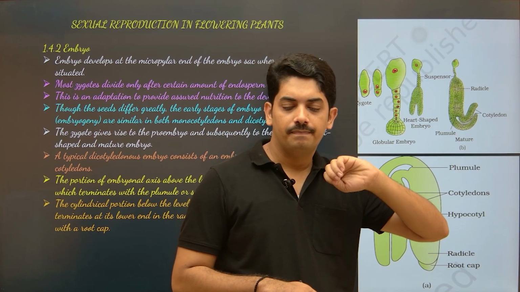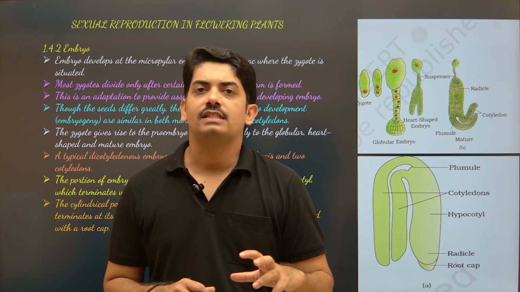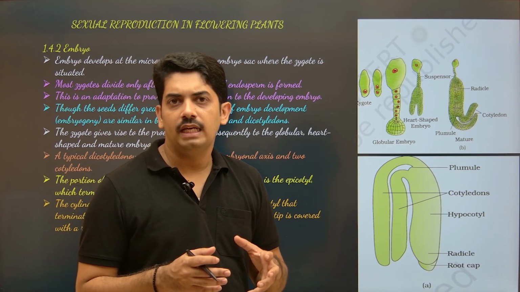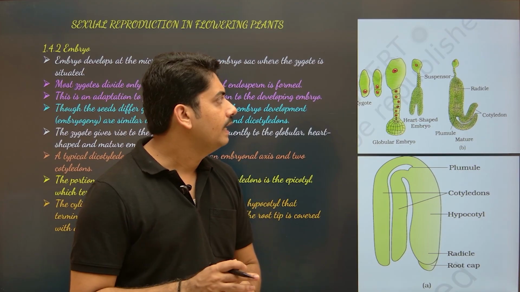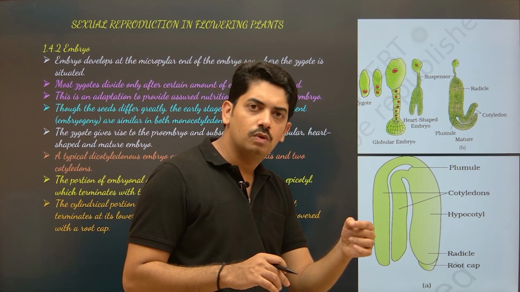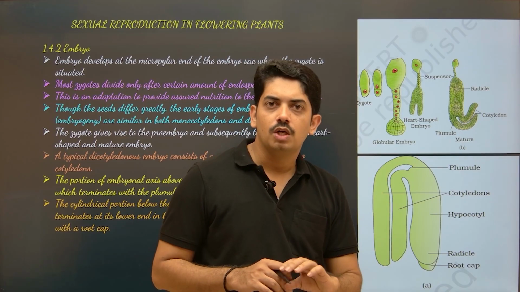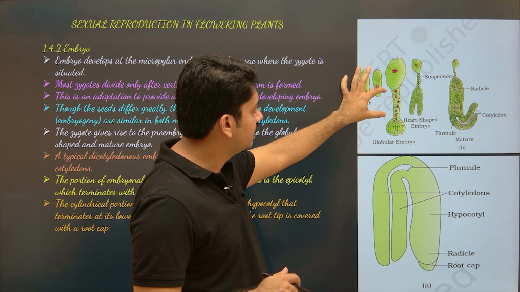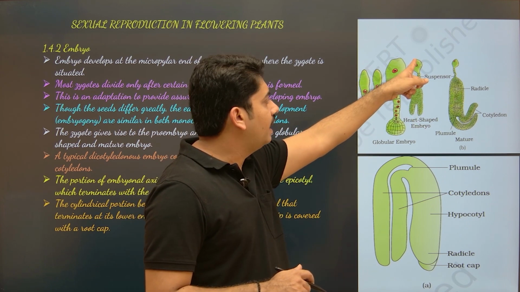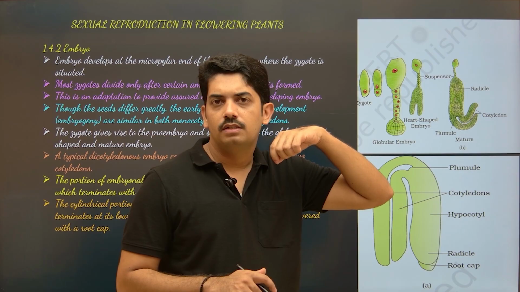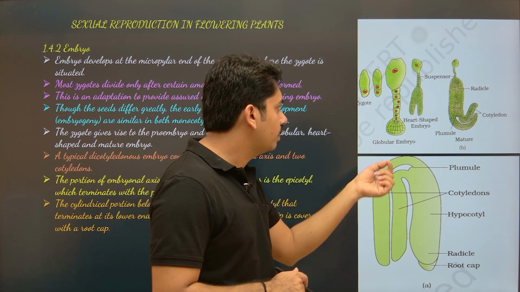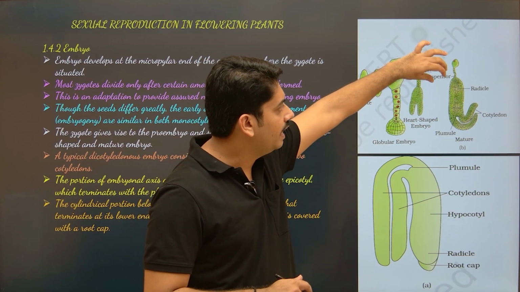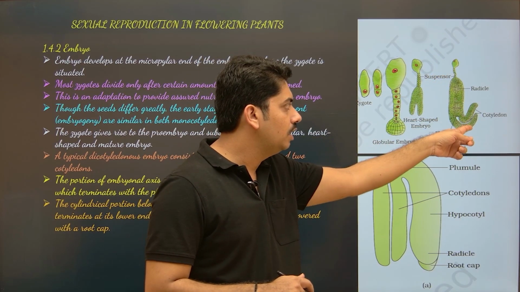What happens to the zygote? Zygote is diploid. As it starts to divide mitotically, the number of cells will increase, and initially it just forms a mass of cells, and those masses of cells slowly start to differentiate, and first it forms the globular embryo. So this is the structure of the globular embryo. This is the suspensor actually. This part attaches to the micropylar region. Okay. Now at the end, you can see here it is heart shaped, and finally it completely matures and forms the two cotyledons.